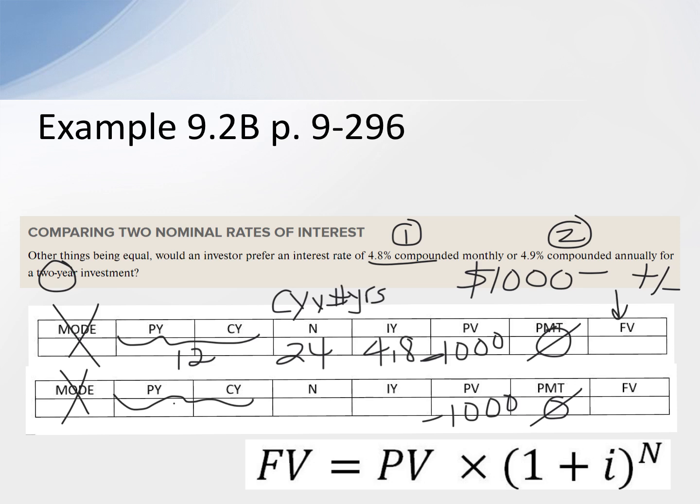In the second case, our N again would be calculated by multiplying compounds per year times number of years, but in this case, the compounds per year are 1. So 1 times 2 is going to be 2. Our IY in this case is a little higher at 4.9. And again, we're going to compute our future value and compare those two values. This is an investor, so you're going to be looking at having the highest future value possible. And whatever that highest value would be, those are the investment terms or interest terms you're going to be taking on. Let's see which one produces the best results.